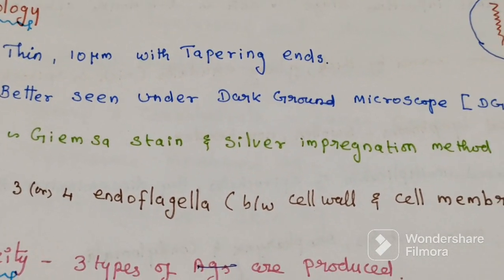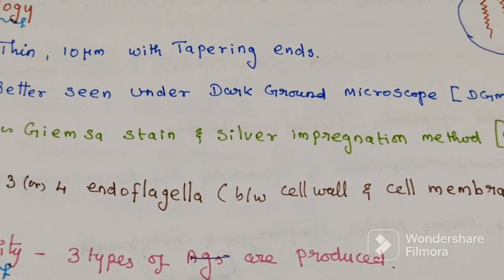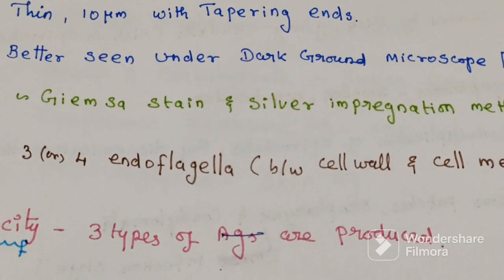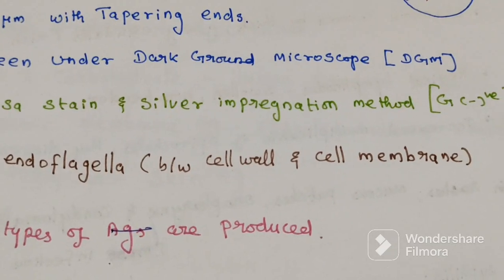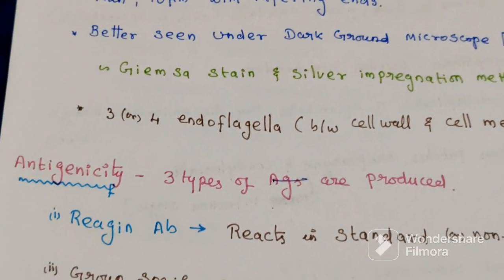Thin, tapering end, better seen under a dark ground microscope, staining with Giemsa and silver impregnation method. It has 3 or 4 flagella, which are endoflagella, present between the cell wall and cell membrane.